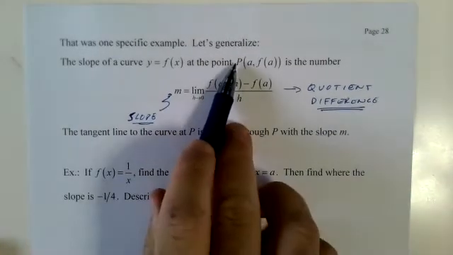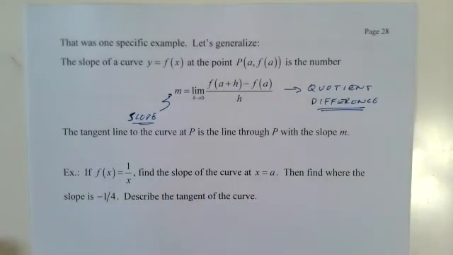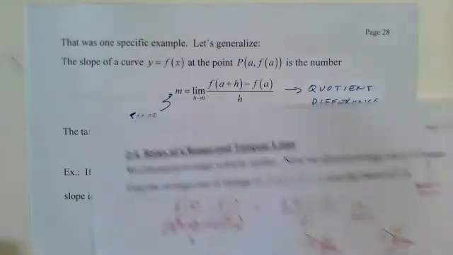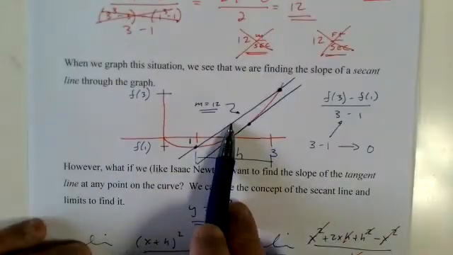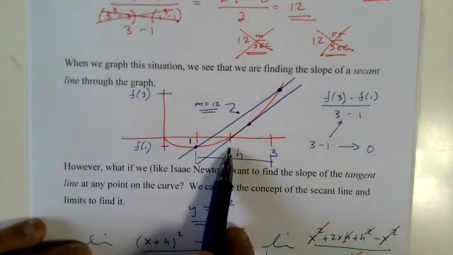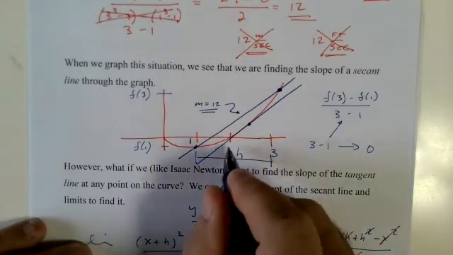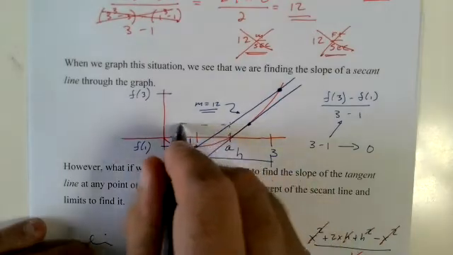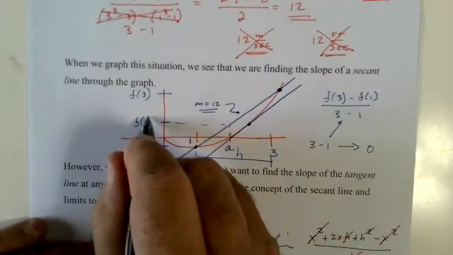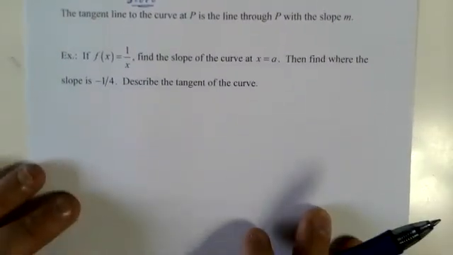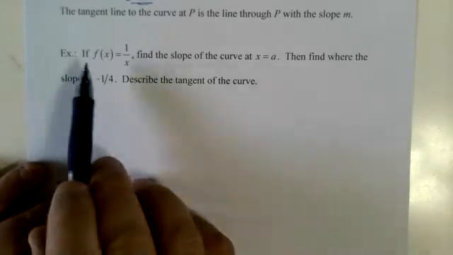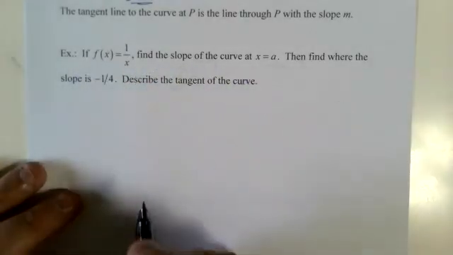And they pick a point P at a comma f of a. All right, if we go back to our previous page, that would mean at this point and f of that point, whatever you get here, some a, f of a. And you need both those coordinates for most of the problems we'll do. We'll talk about that when we get there. Let's just do one, all right? 1 over x, find the slope, yada, yada.